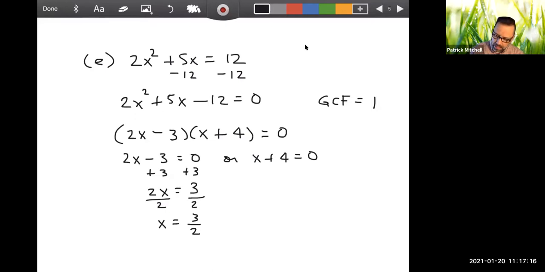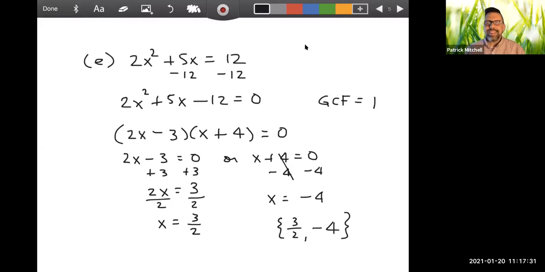All right, x plus 4 is 0. That means x is -4. And so my two solutions are 3/2 and -4. Don't forget, you can check that. Okay. All right, so that brings us to our last example.